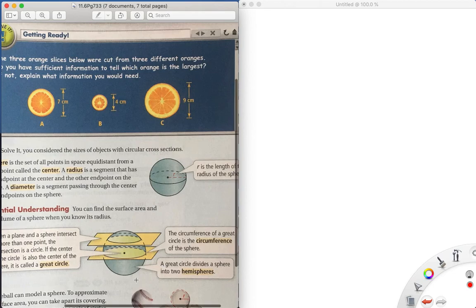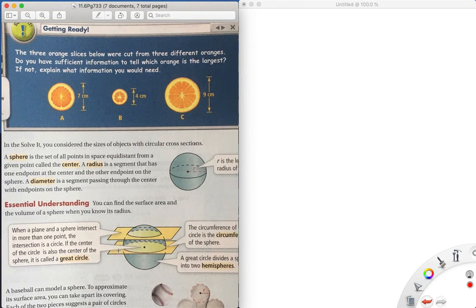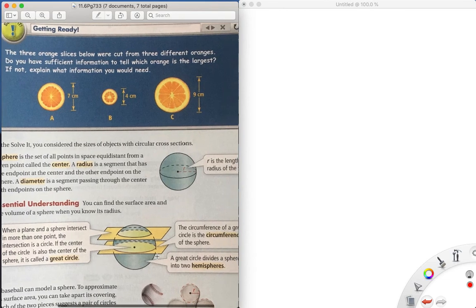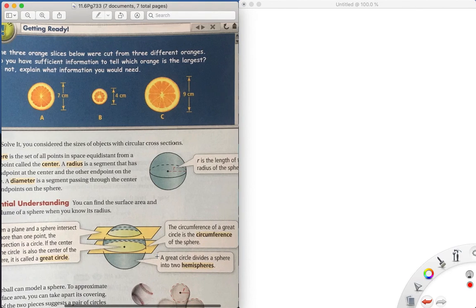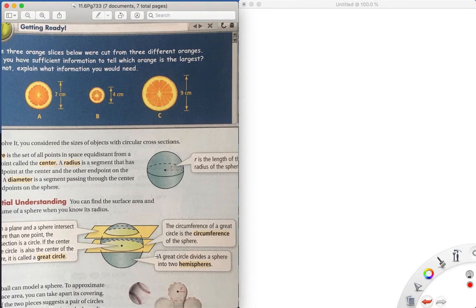We have a plane that goes through the center of the sphere. If we had multiple planes cutting through the sphere, we'd have multiple sizes of circles at the intersection of the sphere and the plane. There is one particular spot where the plane intersects the sphere at the center, or you could think of it as the equator of the sphere, and that produces the largest circle, and we call that the great circle. The circumference of that great circle would also be the circumference for the sphere.